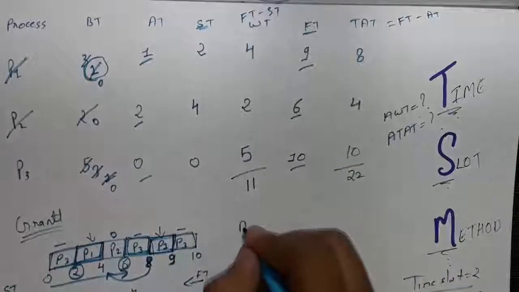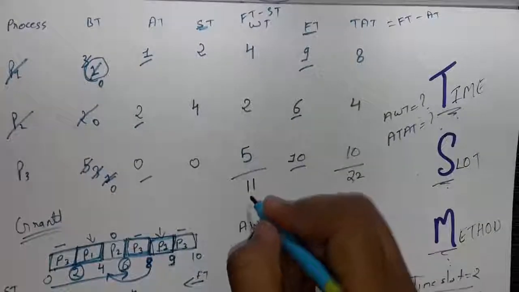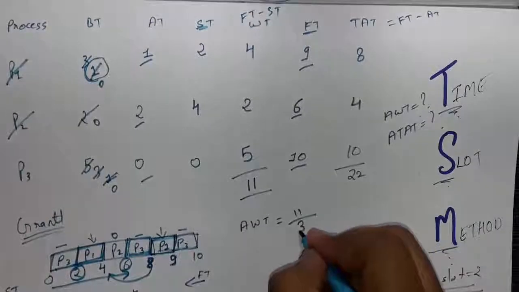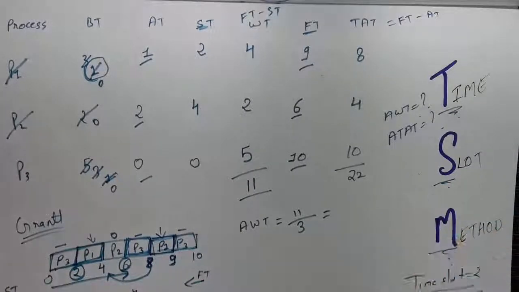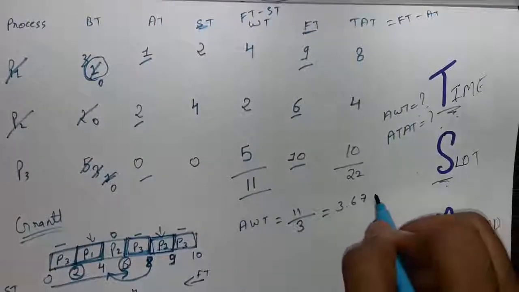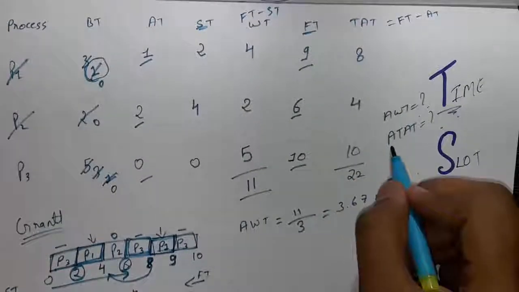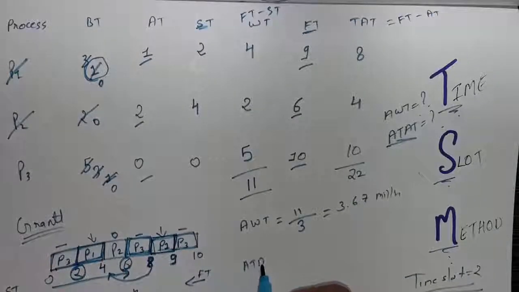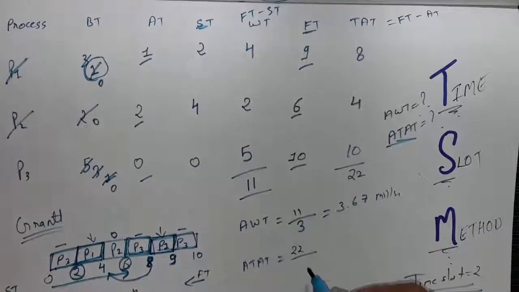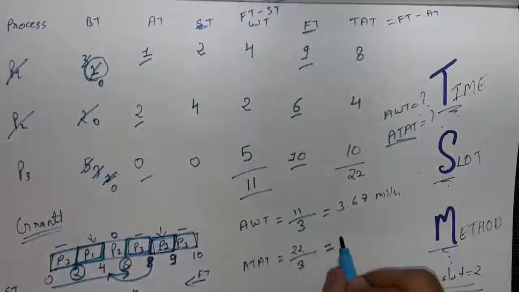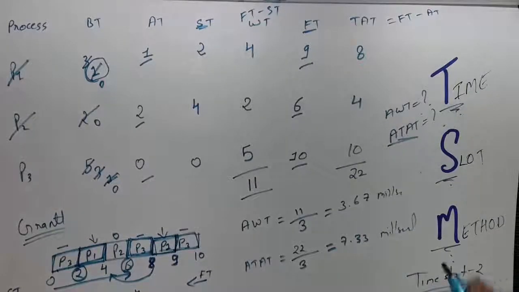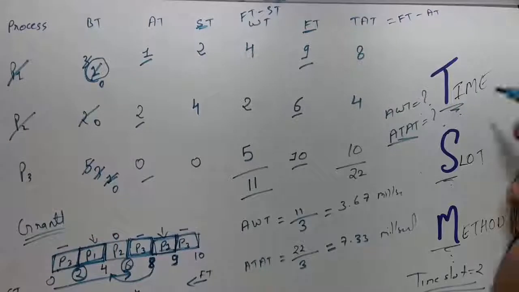To find the average waiting time, take the sum of the waiting time, which is 11, and divide it by the total processes, which is 3. So 11 divided by 3, the answer will be somewhat 6.67 milliseconds rounded off. And to find the average turnaround time, take the sum of the turnaround time, 22, and divide it by the same number of processes, and the answer will be 7.33 milliseconds. So this is how you can find the average waiting time and turnaround time using the time slot method in CPU scheduling.